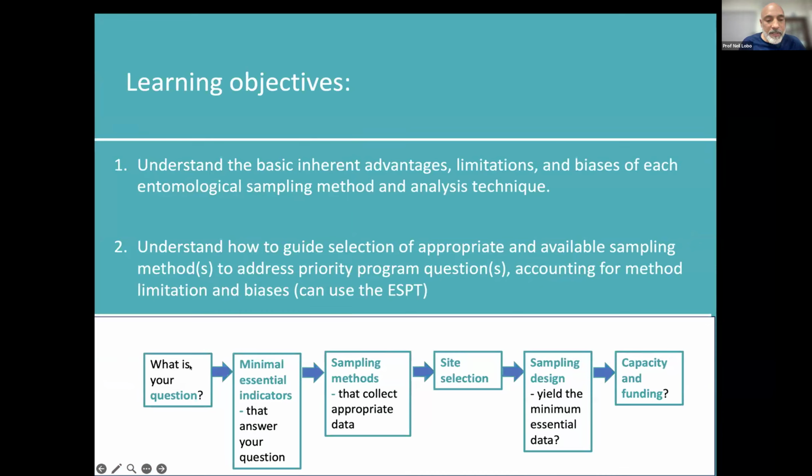What is your question is the first step. Then what are the minimal essential indicators? And today, right now, we'll go over sampling methods. So we'll go over what are the basic advantages and limitations of each sampling method, or at least the main sampling methods available to us, as well as understand how to select appropriate and available sampling methods to address the priority question. And you can use the ESPT for this, of course. So we're right there right now in the ESPT workflow.